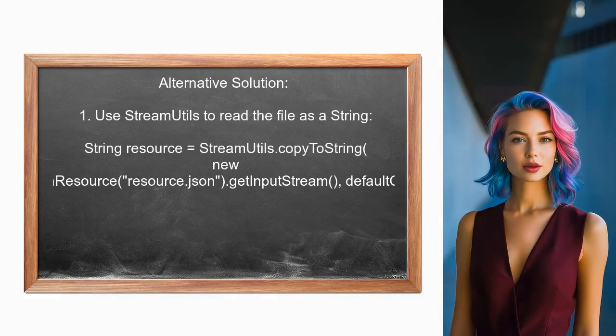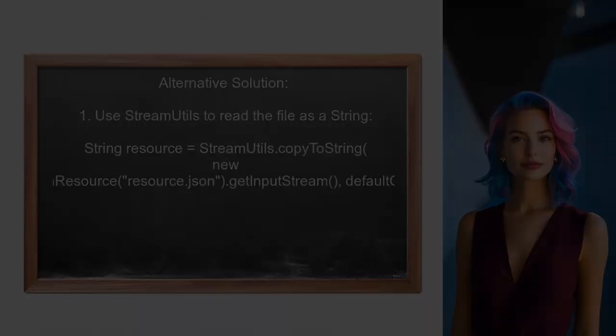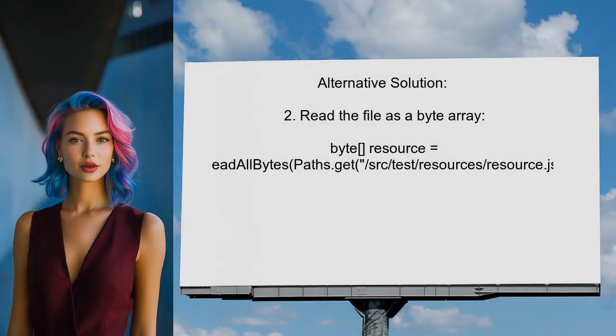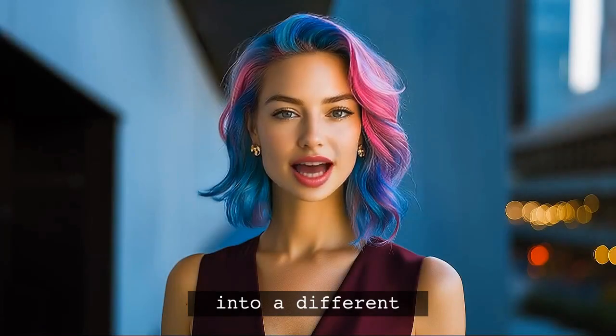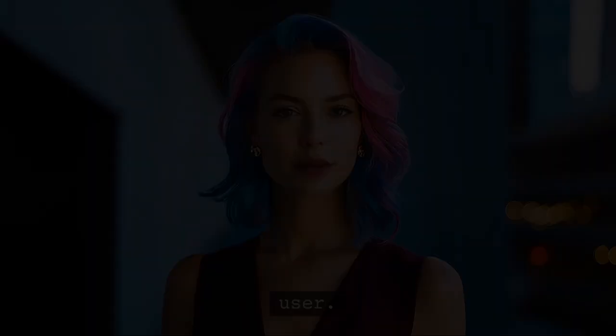An alternative approach to reading a file from the Resources folder in Spring Boot is to use Spring's StreamUtils. You can easily convert the file into a string with just one line of code. If you prefer to read the file as a byte array, you can use Java's file IO libraries. This method reads the file directly from the specified path. Now, let's dive into a different answer from another user.